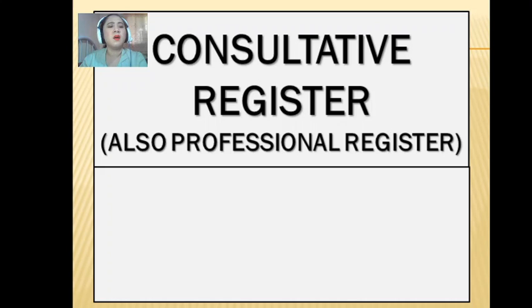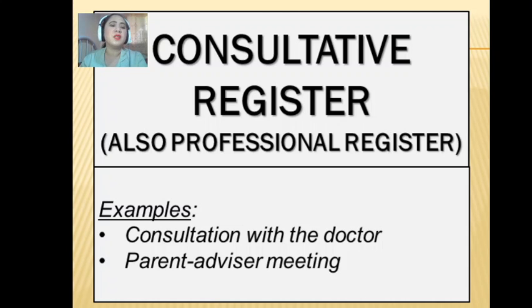The next one is the consultative register, also referred as professional register. It is mostly the same as the formal register. The only difference is that they have a different purpose. The purpose of consultative register is to get or to give assistance or help. The audience is also small and specific, unlike in the former one. Examples of this is consultation with the doctor. And of course, the parent-advisor meeting or parent-teacher meeting.